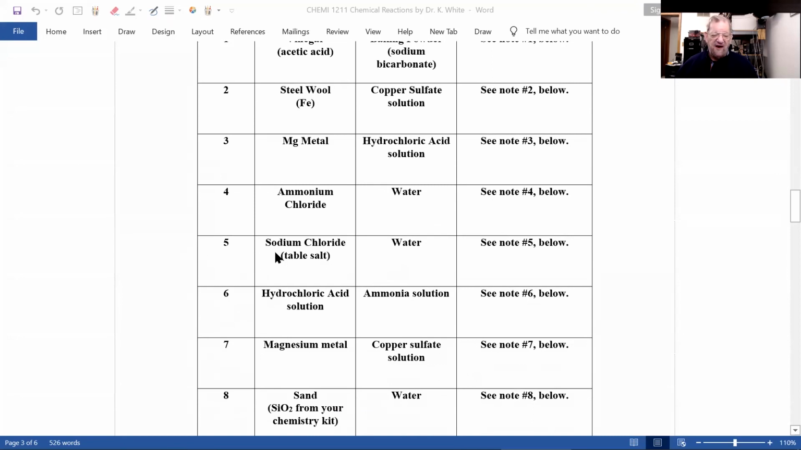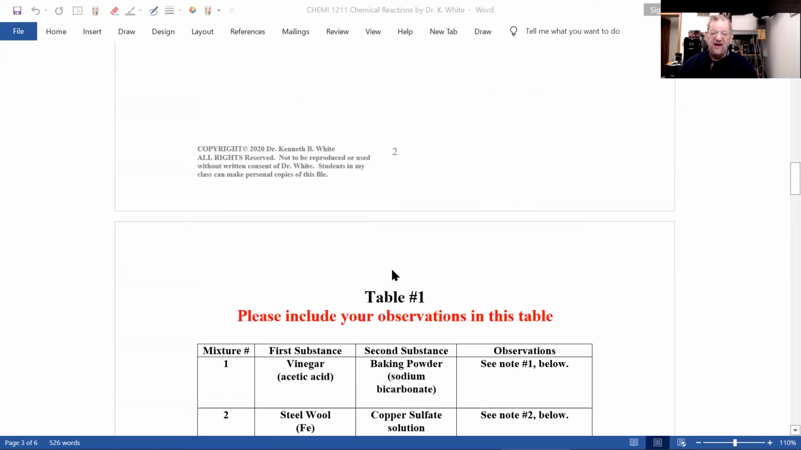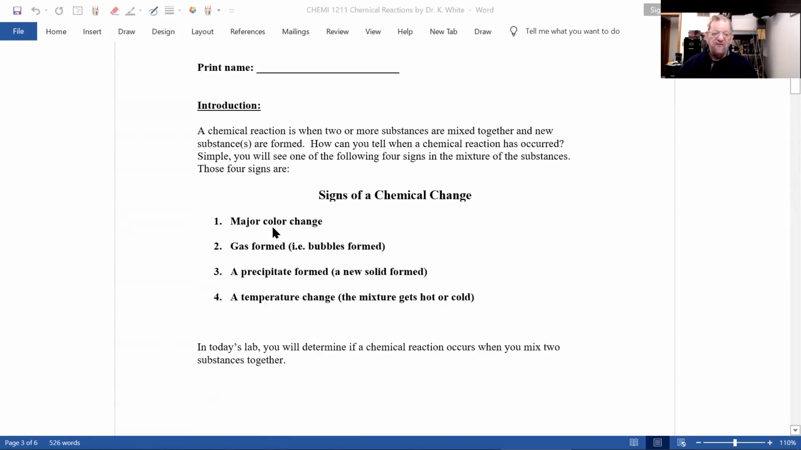You'll do number 5: take some table salt. I assume you all have table salt at home. You should all have water, mix it together. Do it in your test tube from your kit or your beaker, whatever, and see if you get a chemical reaction. And how do you know if you got a chemical reaction? If one of these 4 things happen: major color change, gas forms, you see lots of bubbles, not 1 or 2, lots of bubbles, you see a solid form once you dissolve whatever you're reacting together, or you see a major temperature change.